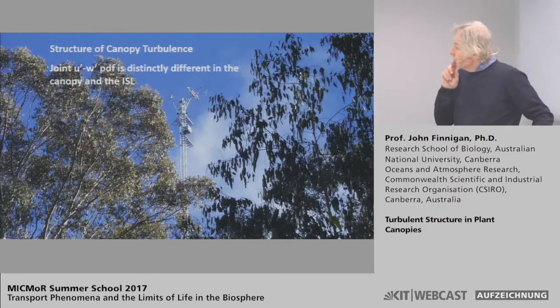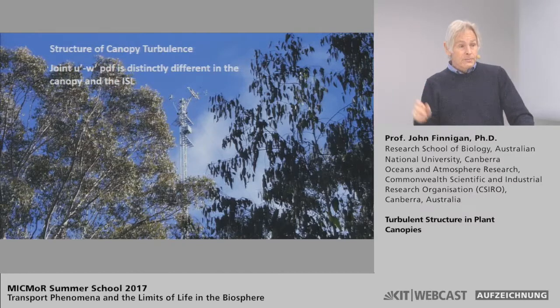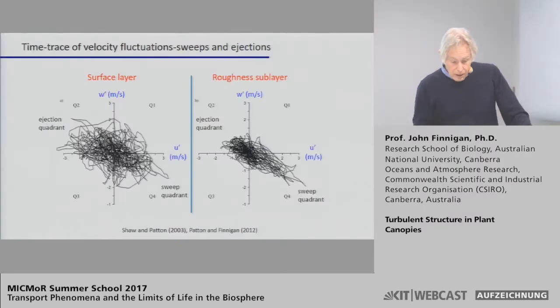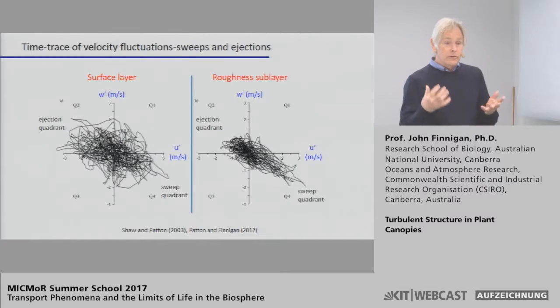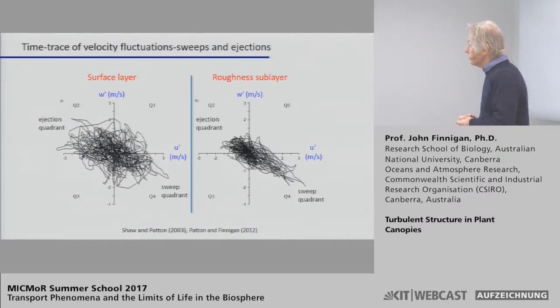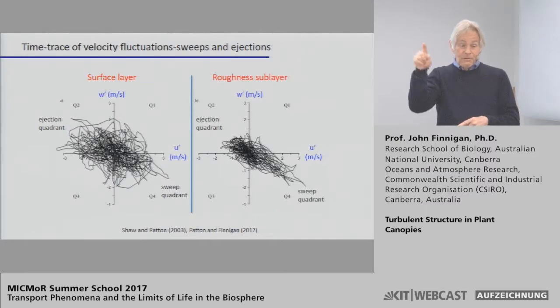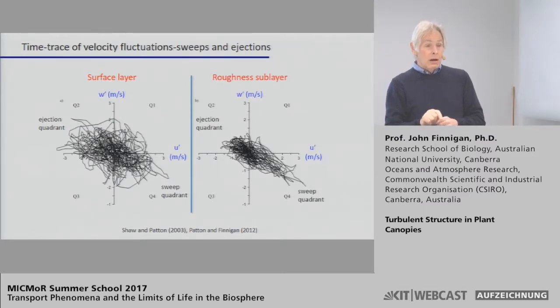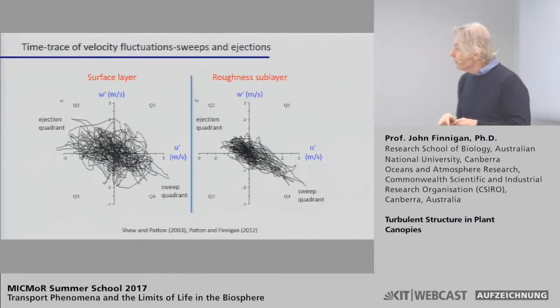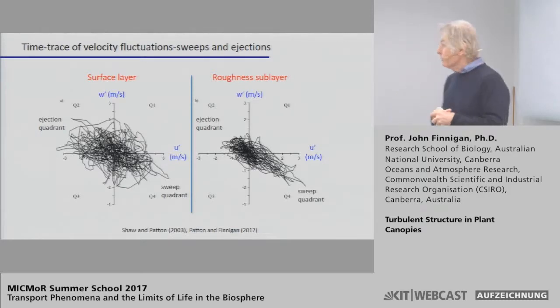There are many other sensors on that tower, but from a single sensor like that, you can measure the probability distribution functions, joint probabilities of vertical and horizontal wind speed fluctuations. And if you do that and just follow the trace through time of u prime, the horizontal fluctuation, and the vertical fluctuation changes, you get what's essentially a probability density function.